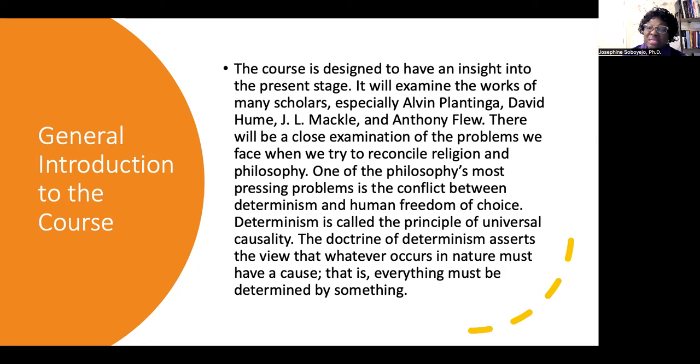Determinism is called the principle of universal causality. That is, the doctrine of determinism asserts the view that whatever occurs in nature must have a cause. That is, everything must be determined by something. There's nothing that happens accidentally. That is the principle or the doctrine of determinism, the principle of causality: that there must be a cause. Something must have prepared or designed it or made it occur that way.